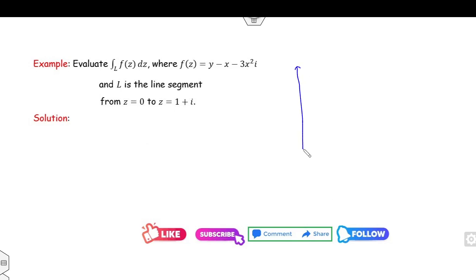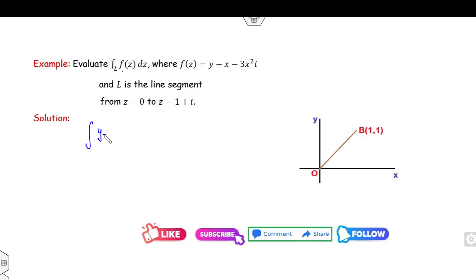Okay, again this is a complex integration. Again, your target is to firstly draw the curve. Z is equal to 0 and 1 comma 1. And it is given that it's a line segment. So the line segment means it's a line of this case, say O to A or O to B. Fine. Now your target is f(z), y minus x minus 3x square iota into dz.